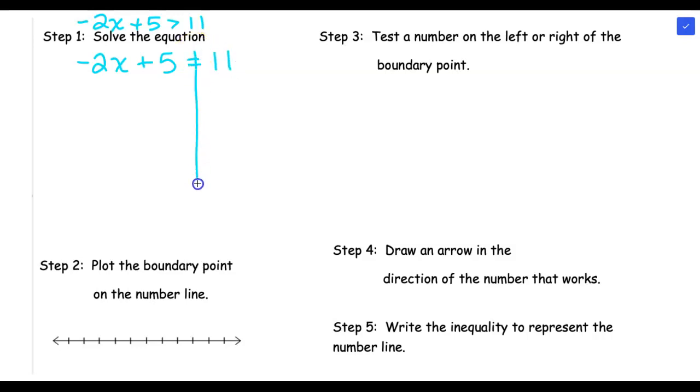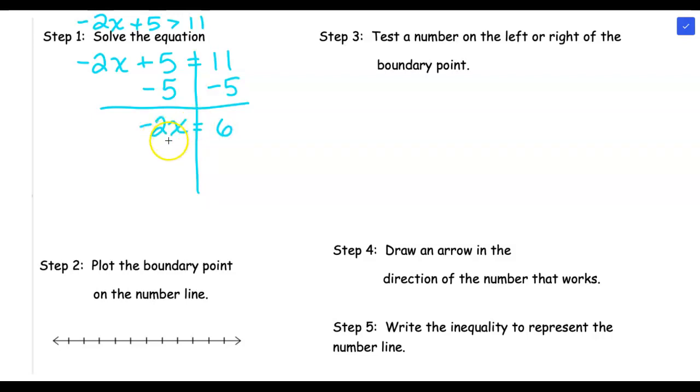Then we're going to solve like we've done before by doing the same thing to both sides. So remember to go backwards in order of operations. First we're going to get rid of this plus 5. We'll use the inverse of addition, which is subtraction, and subtract 5 from both sides. On the left side, we're left with only a negative 2x. On the right side, we have 11 minus 5, so we have 6. So now we have negative 2x equals 6.